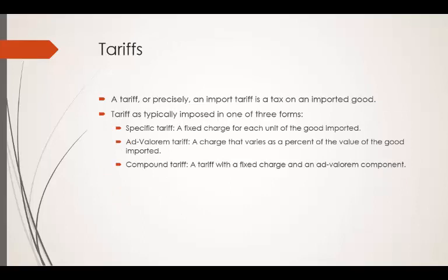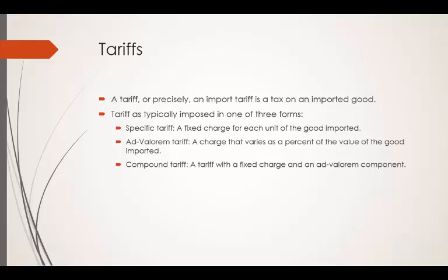What's a tariff? A tariff is usually applied on imports. Hence, an import tariff is a tax on an imported good. There are typically three forms of tariffs: a specific tariff, which is a fixed charge for each unit of a good that's imported. For example, a 50-cent tariff on a bushel of wheat imported into the country is an example of a specific tariff.